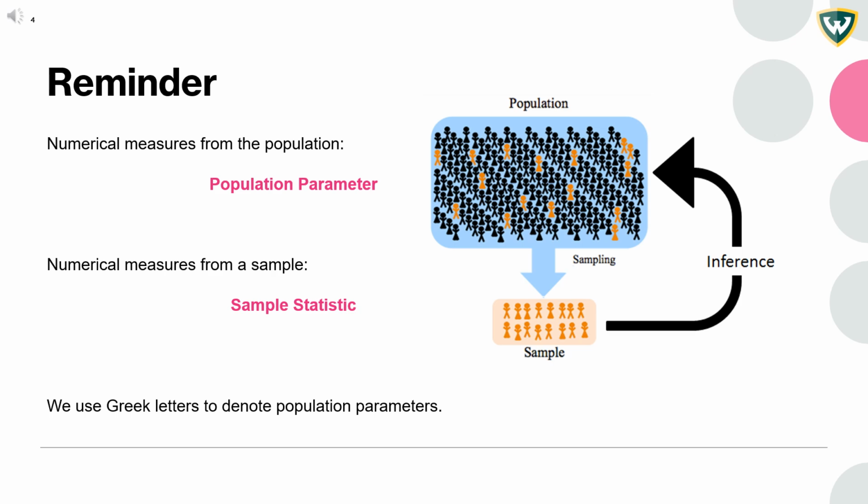Sample statistics: when we calculate a measure based on a sample, a subset of the population, it's called a sample statistic. These are estimates that help us infer information about the population. Sample statistics use Latin letters, such as x bar for the sample mean and s for the sample standard deviation. Using Greek letters for population parameters helps distinguish them from sample statistics, making it easier to identify whether a measure describes a full population or a sample.